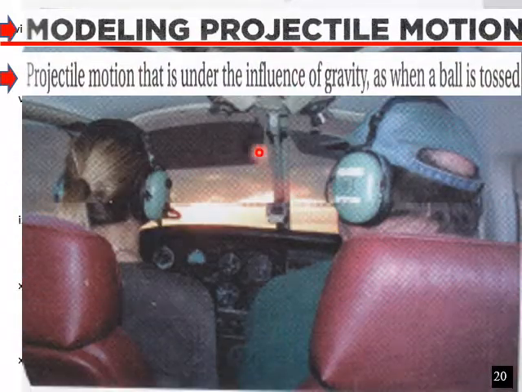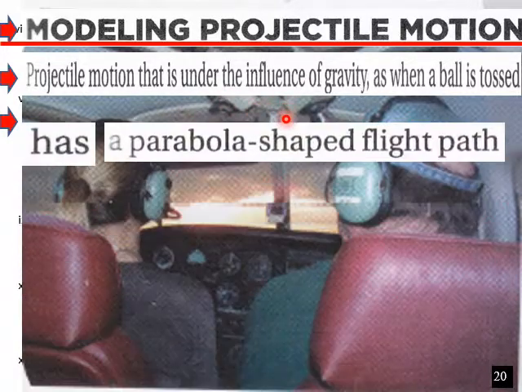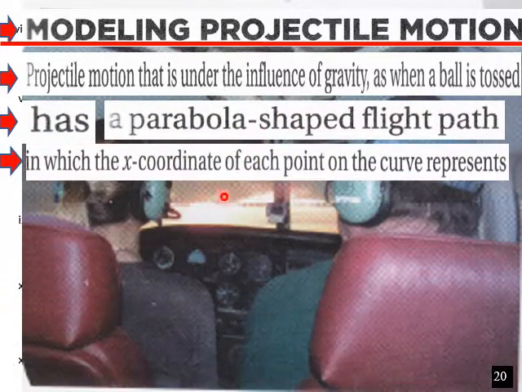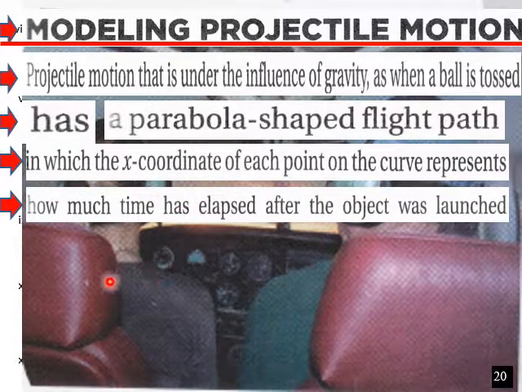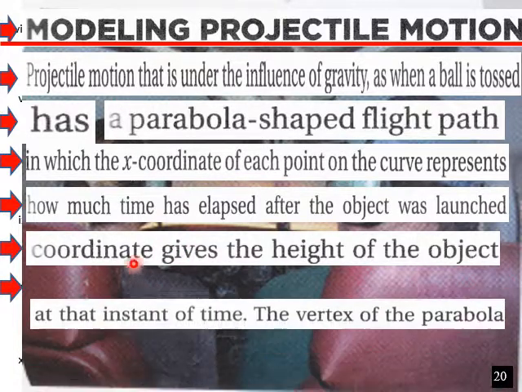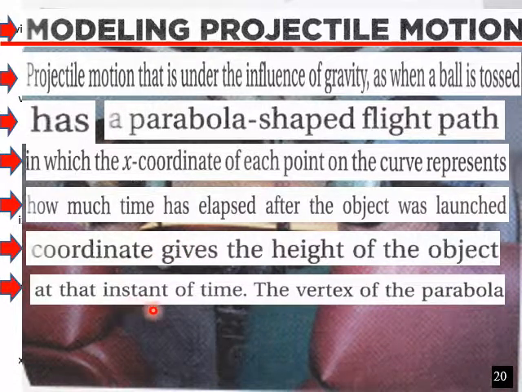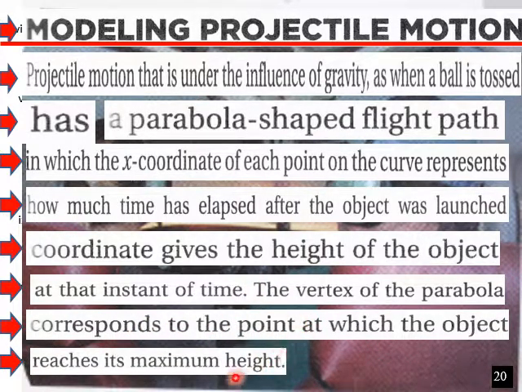Modeling projectile motion. A projectile motion that is under the influence of gravity, as when a ball is tossed, has a parabola-shaped flight path in which the x-coordinate at each point on the curve represents how much time has elapsed after the object was launched. The y-coordinate gives the height of the object at that instant of time. The vertex of the parabola corresponds to the point at which the object reaches its maximum height.